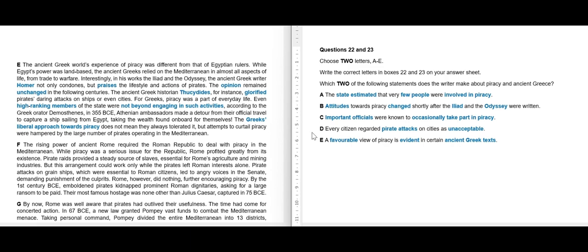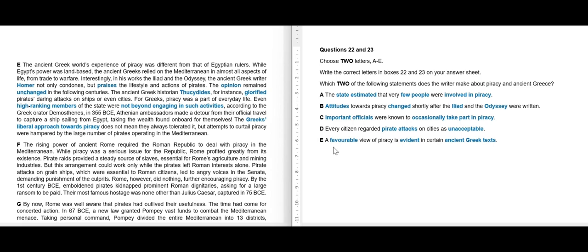Option D. Every citizen regarded pirate attacks on cities as unacceptable. Now, pirate attacks were unacceptable means people disliked or hated pirates in Greece. But in the last line, it is mentioned that Greece had a liberal approach towards piracy. And if you have a liberal approach towards something, then you allow or accept it half-heartedly, which is opposite to what option D is saying. Hence, it cannot be an answer.